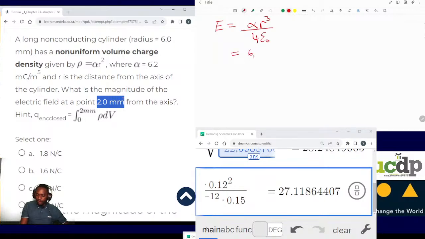So E is now equal to alpha r to the 3 over 4 epsilon naught. Alpha is 6.2 times 10 to the negative 3, 2 times 10 to the negative 3 cubed over 4, 8.85 times 10 to the negative 12.